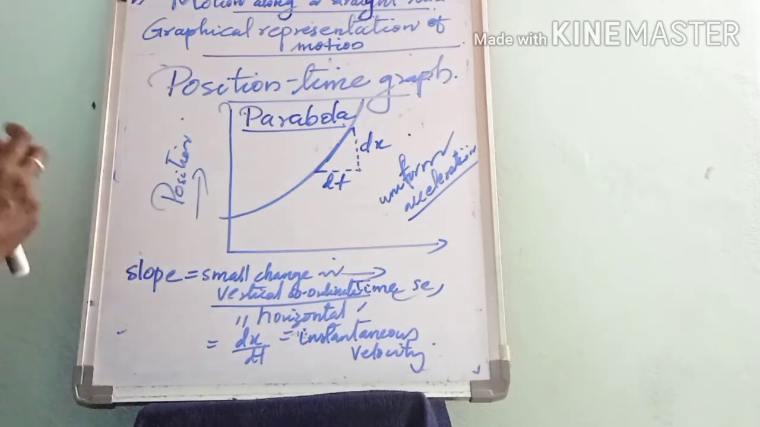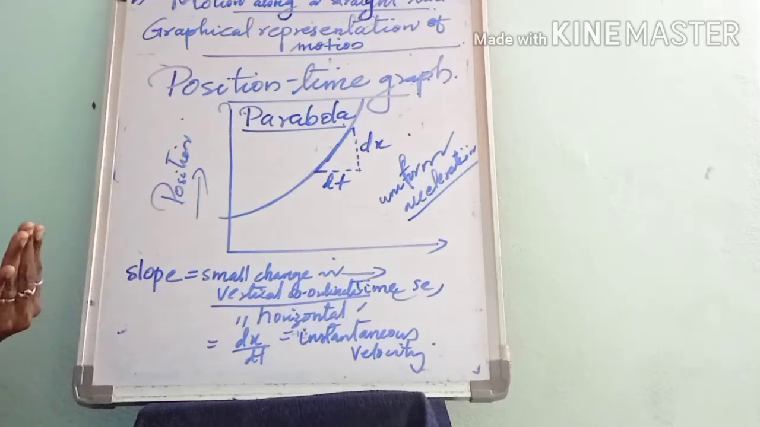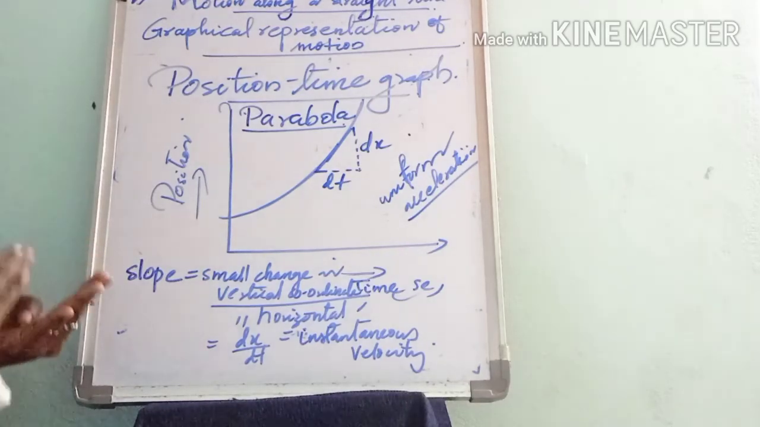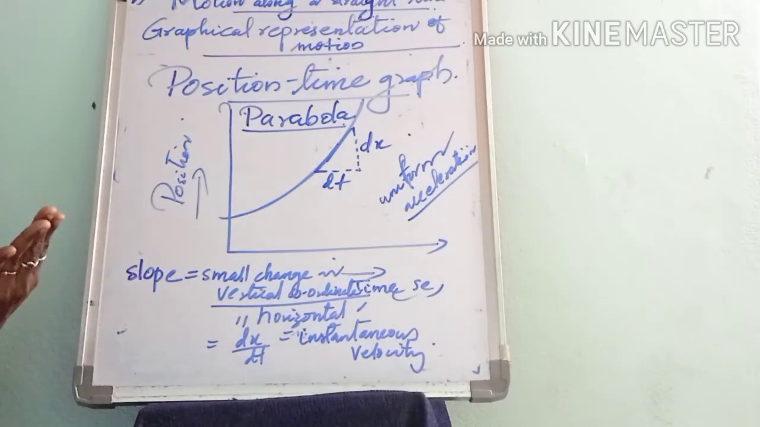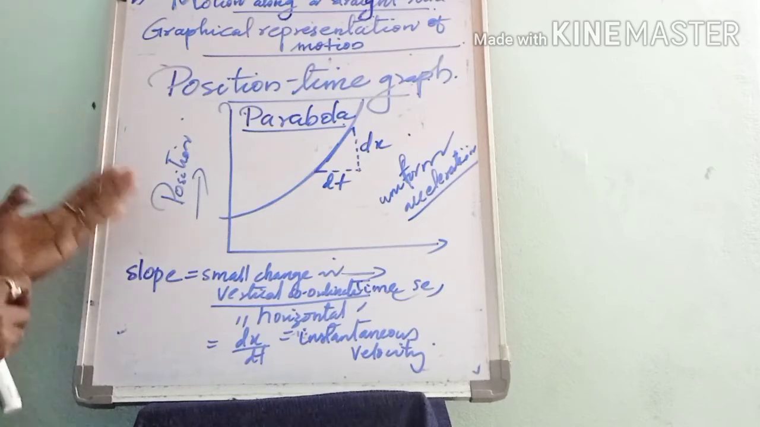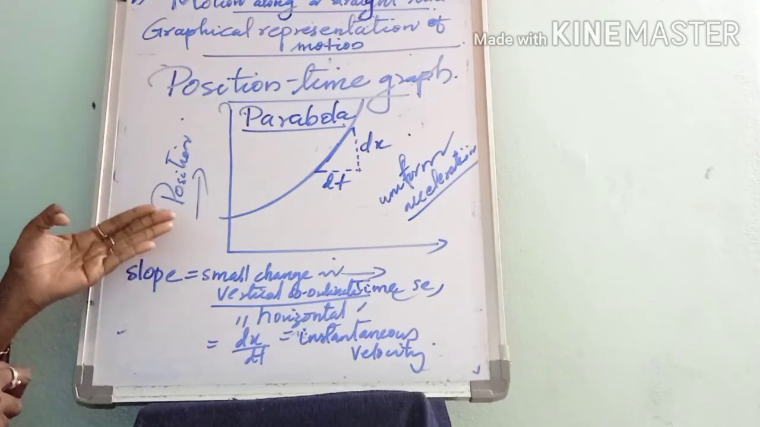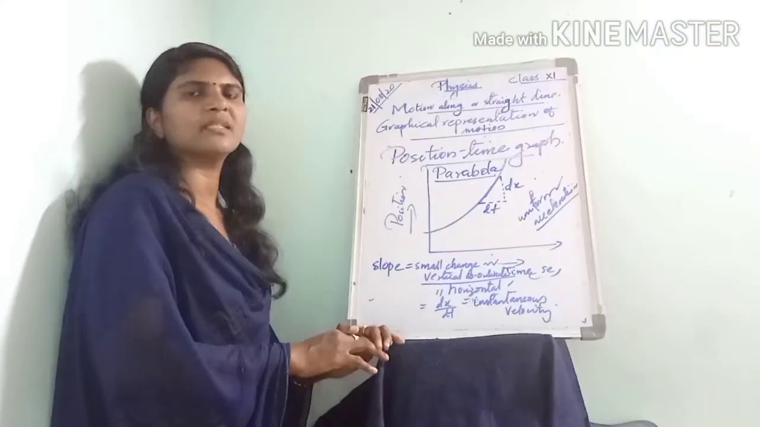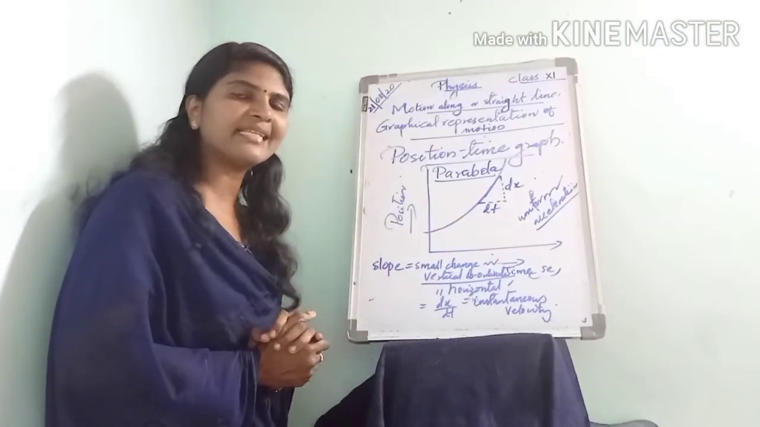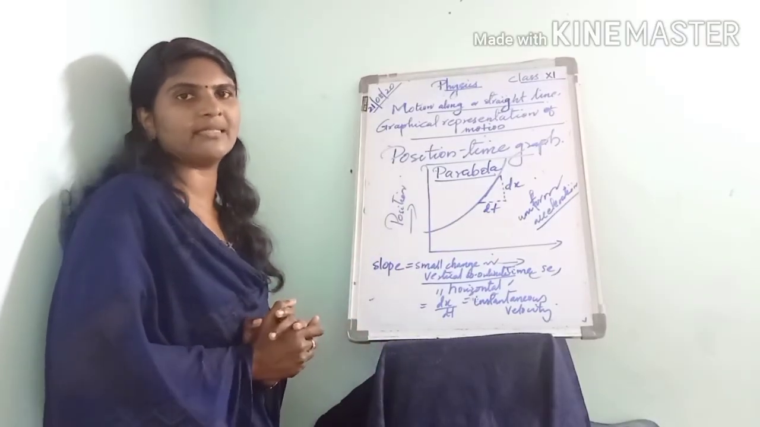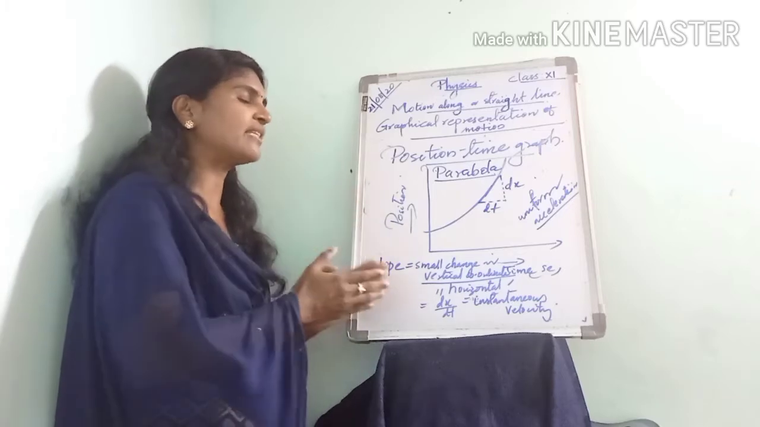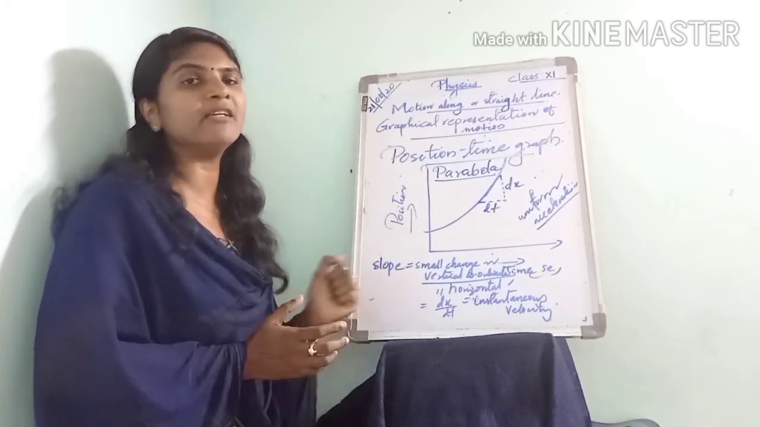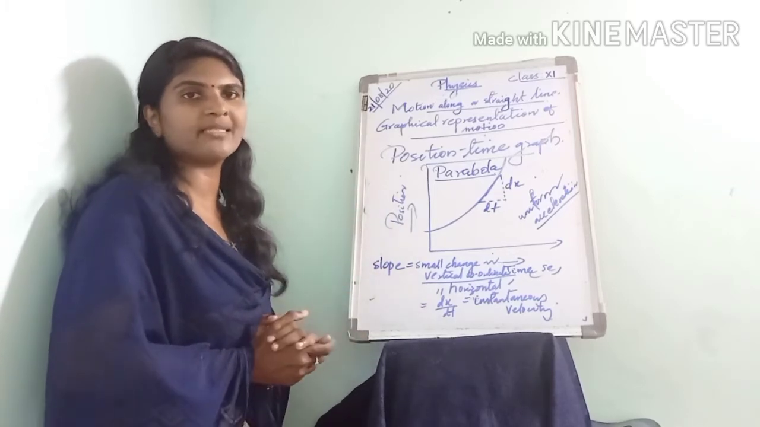That is about the position-time graph. We have discussed the position-time graph for an object at rest, then for an object in uniform motion, and lastly for uniformly accelerated motion. Next, the velocity-time graph we can discuss in the next class. Then, after summarizing the things we have learned today, we can wind up today's class.